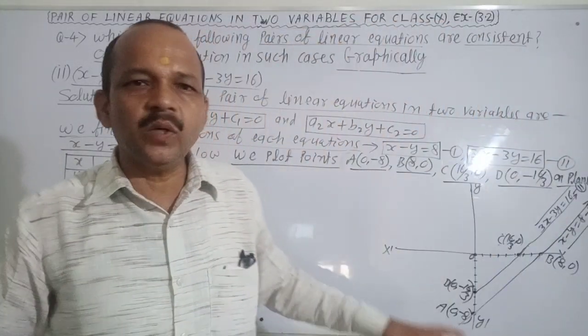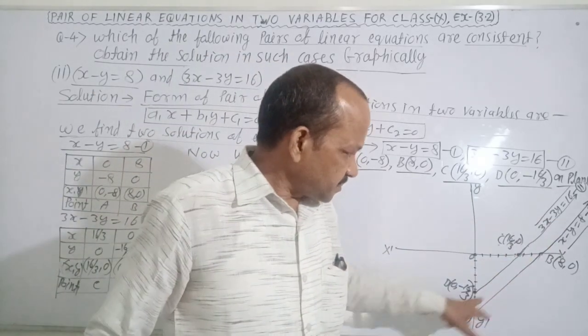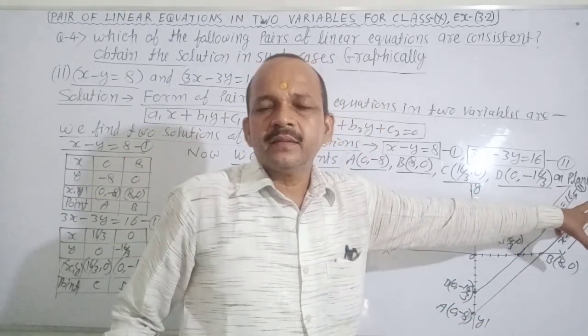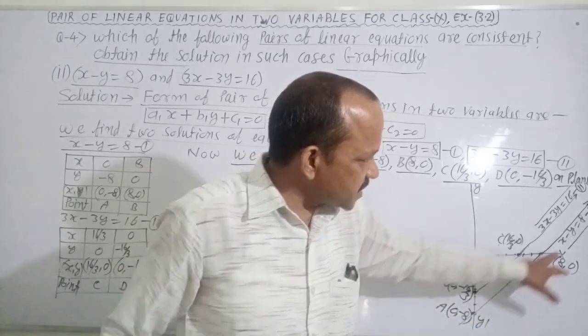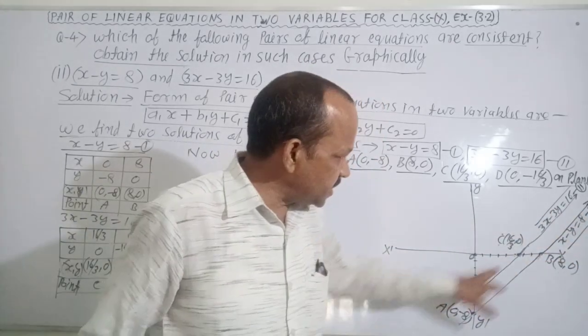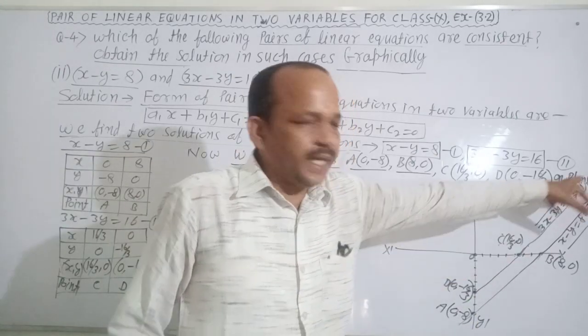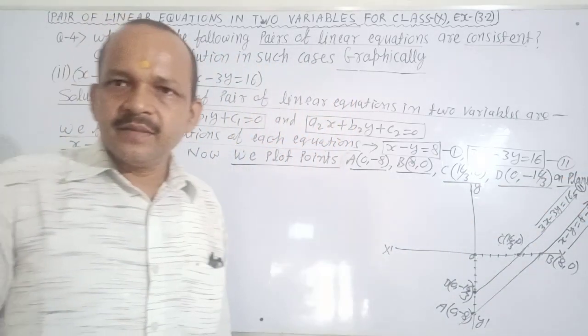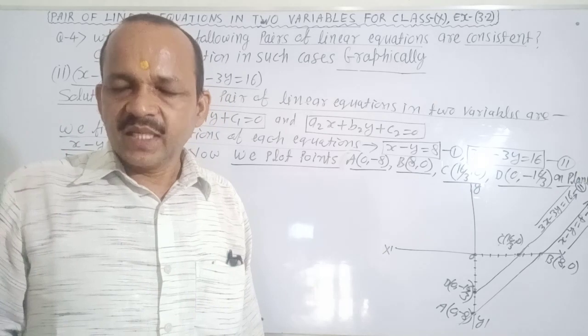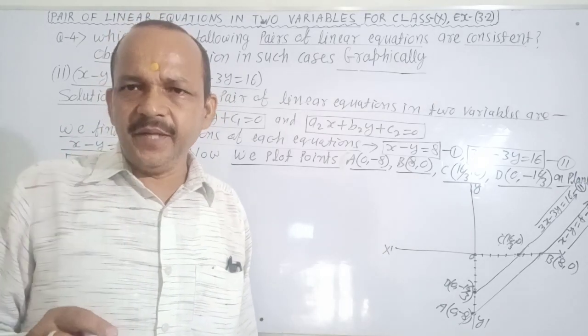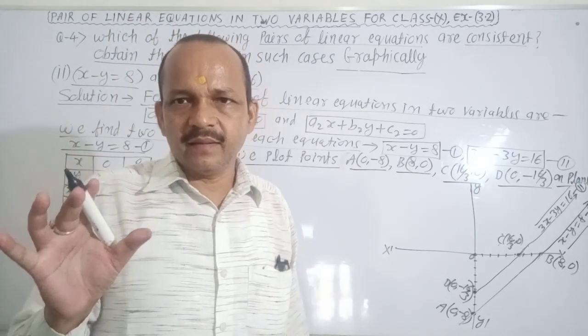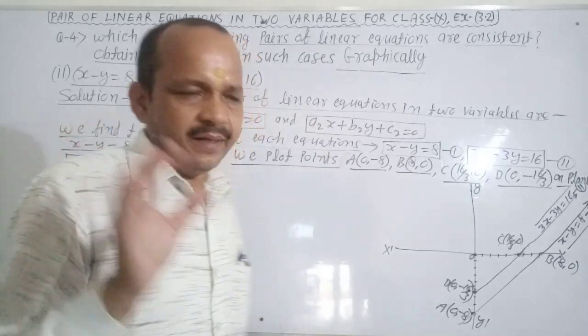No confusion about it. This line AB is according to equation first. Line CD is according to equation second. Line AB and line CD are parallel. Line AB and CD are parallel to each other. Clear?